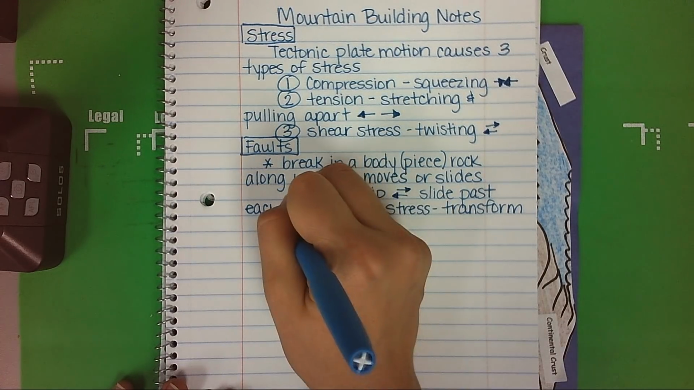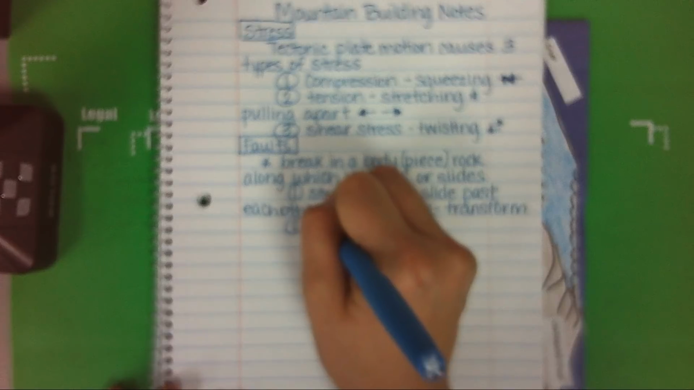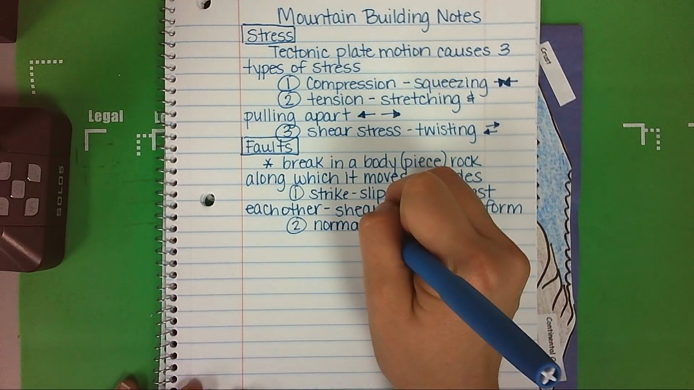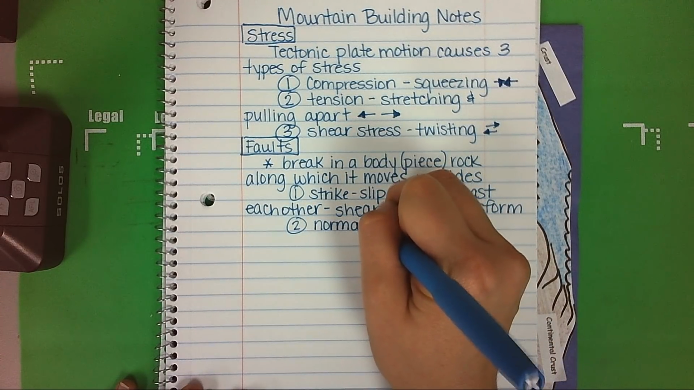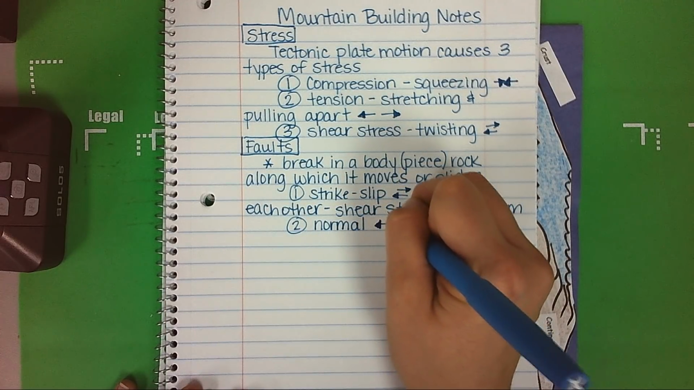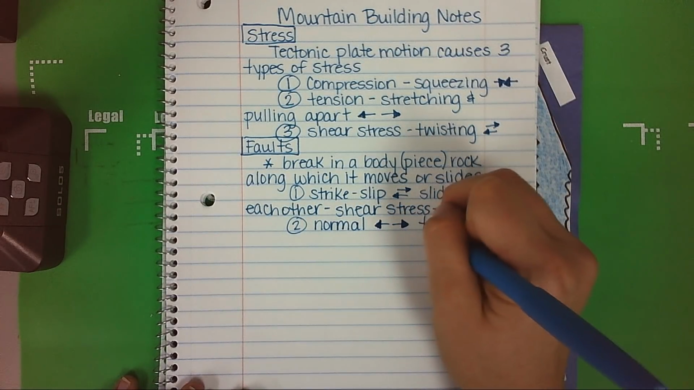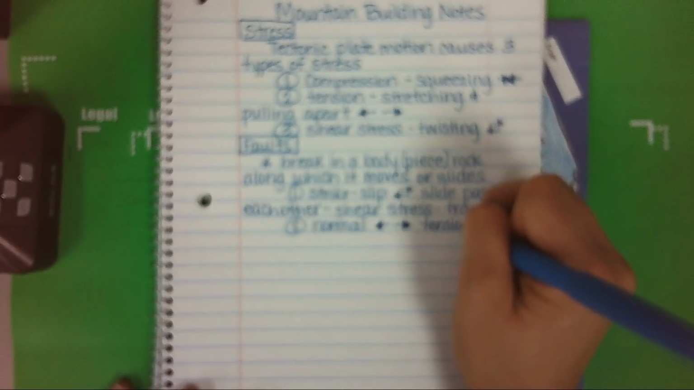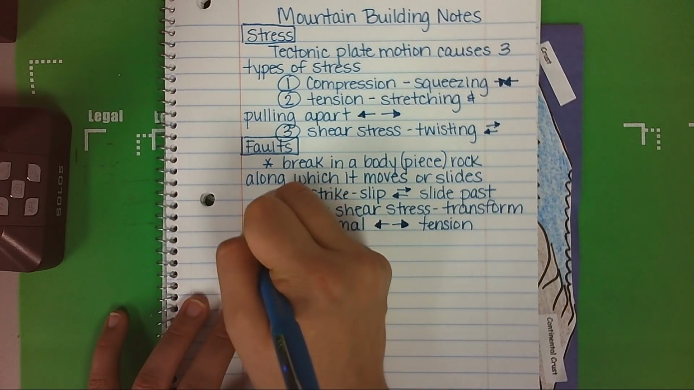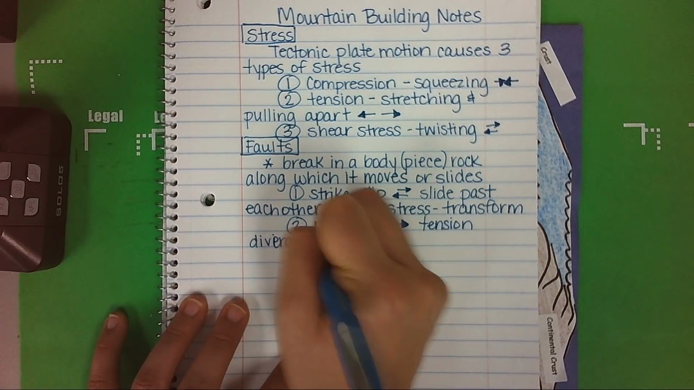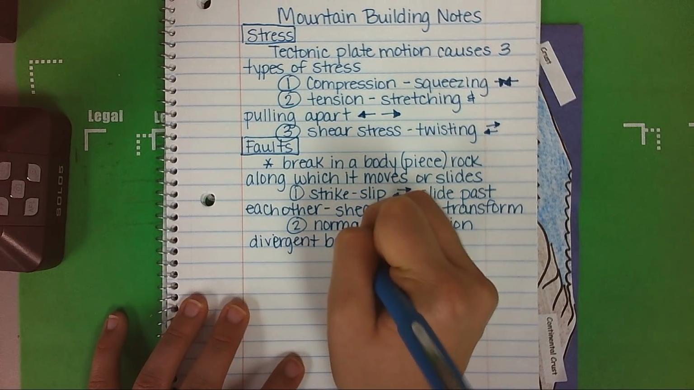Okay, so the next one is called a normal fault. All right, and this one is where they are going away from each other. All right, which is where tension is. And a divergent boundary. I think I'm spelling that wrong.